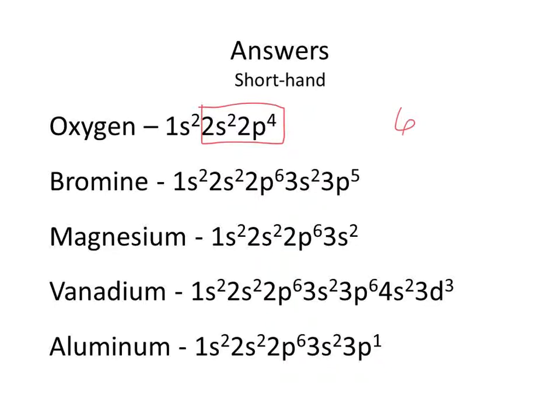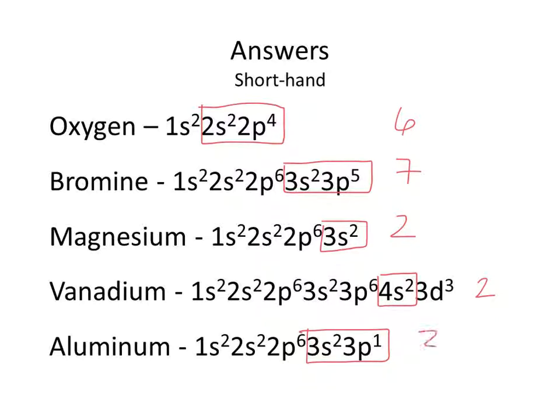So what's my highest level here? 1s is not high, 2, 3s, and 3p. So bromine has 7 valence electrons. For magnesium, 1, 2, 3 is my only 3 here, so there's 2 there. Vanadium, now this is kind of tricky because you think, well, is it going to be 3d3? No, it's the highest energy level, right? The highest energy level is the 4s. So there you go, that's the 4s. There's only 2 valence. And the last one is aluminum, so we have 3. And that's the way to figure this out.